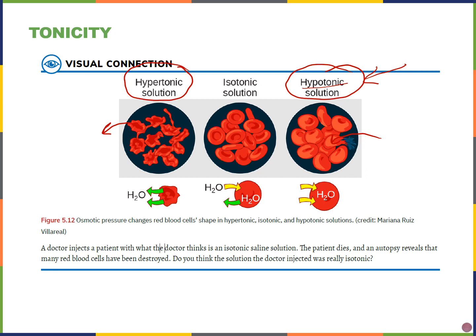and death. And in our book, there is a case scenario where a doctor injects a patient with what the doctor thinks is an isotonic saline solution, but the patient dies, and when they look at the red blood cells, they have been destroyed. And our book asks what we think the solution was that the doctor really injected. We know it wasn't isotonic. What would cause cells to be destroyed? So the cell bursts, is destroyed. That probably was a hypotonic solution.